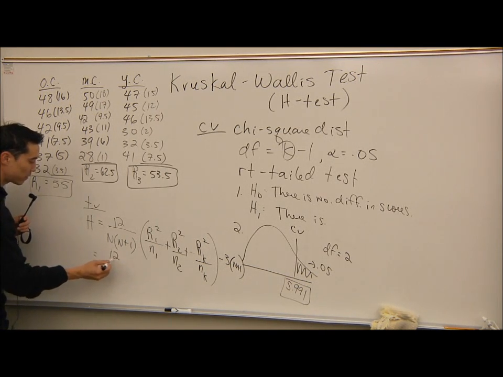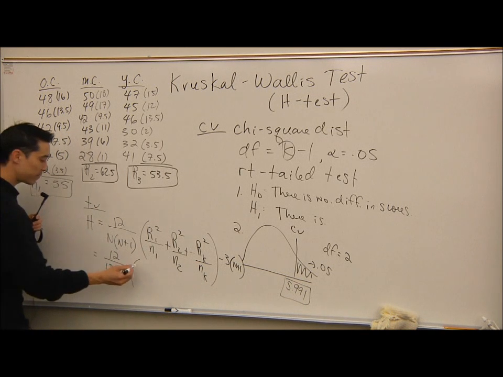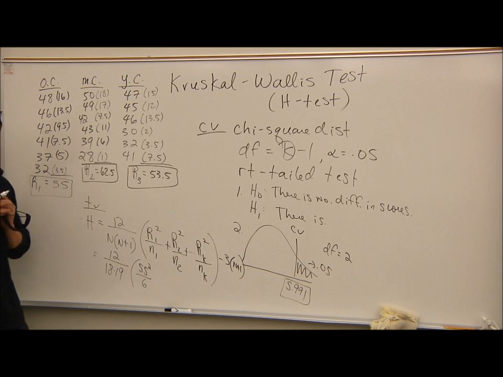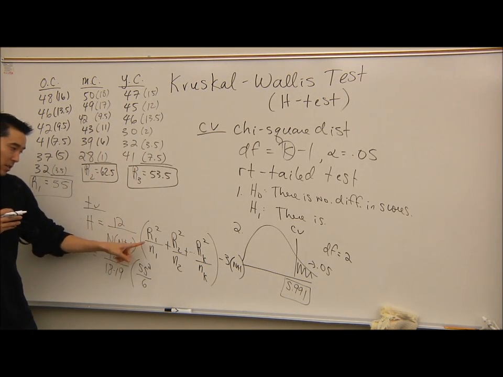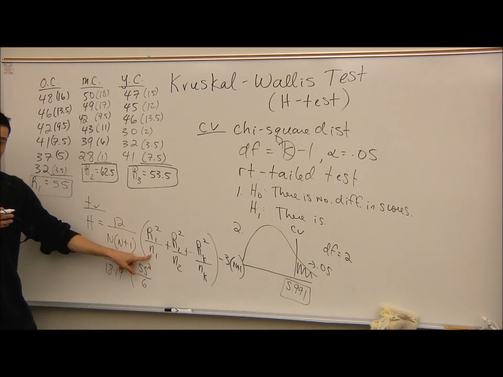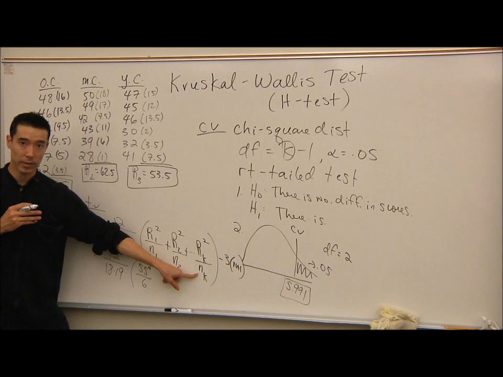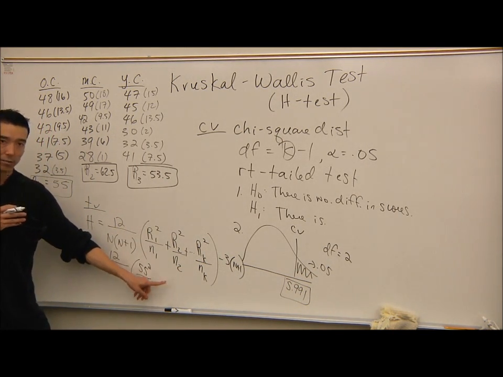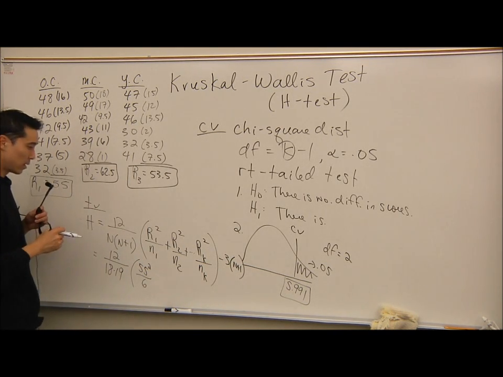You have 12 divided by 18 times 19 times R1 squared, 55 squared, divided by 6. And again, on this particular example, all of the samples were 6. But structurally, what this means is divided by however many you had in group 1, divided by however many was in group 2, divided by however many was in group 3. It's not always the same in 6. You know, there could have been 7 in the second group, there could have been 10 in the third group. So just be careful with that. What's the K? RK? That's the number of groups.